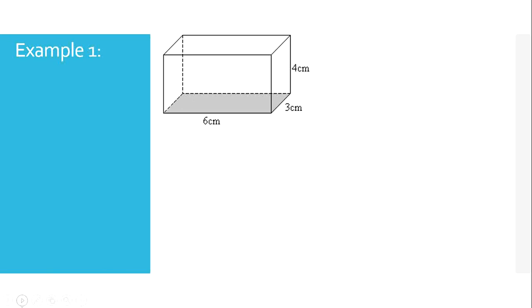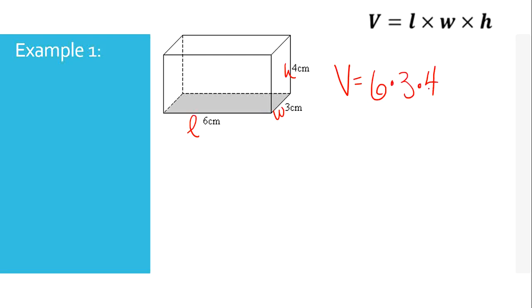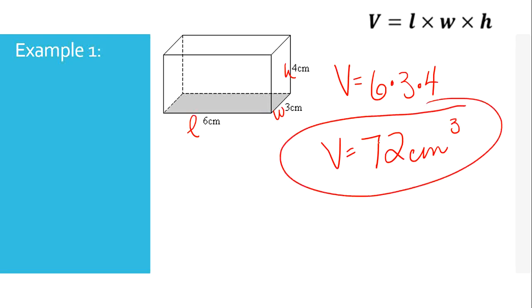These are the same three shapes as the surface area ones, but now we're going to be finding the volume, okay? So remember that volume is length times width times height. So this is our length, this is our width, this is our height. We're just going to multiply those three numbers together. 6 times 3 times 4 should be 72 centimeters, and this is where the cubic units come in, centimeters cubed, because volume is three-dimensional.